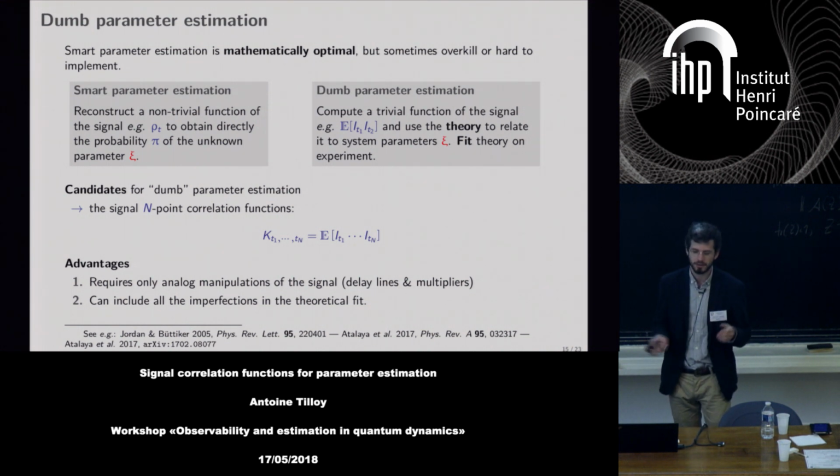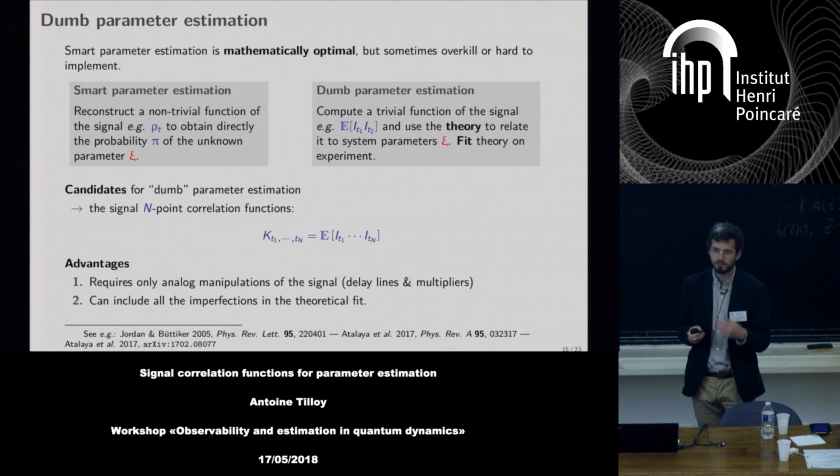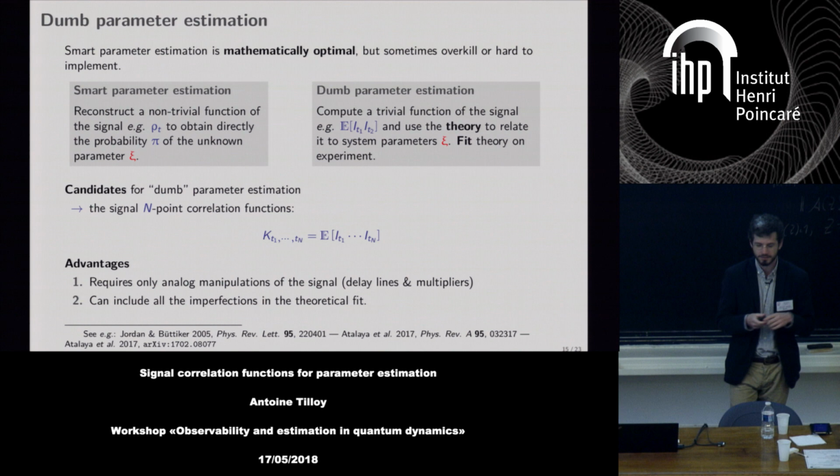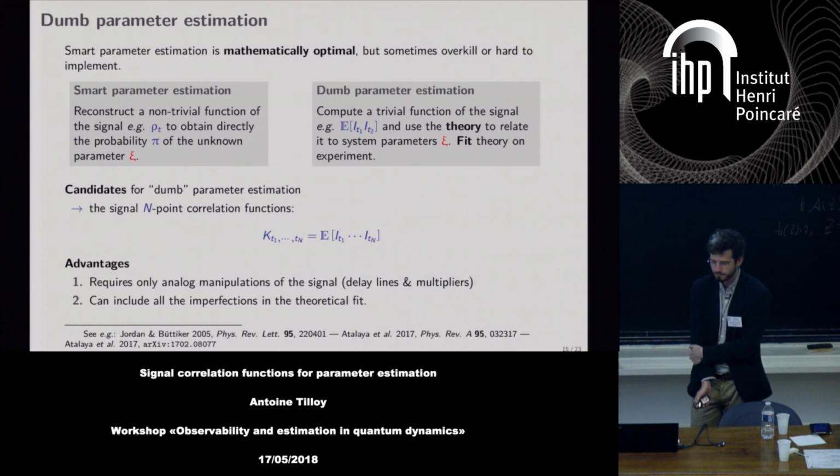Okay, you can compute the endpoint correlation functions just with delay lines and multipliers. So in principle, you can do everything analogically without ever acquiring a very refined discretized signal. And you can include all the imperfection in the theoretical fit. So you can include the fact that your signal is filtered, you can include imperfection in the measurement and so on, include them in the theoretical fit, and you don't have to deconvolute these imperfections that you have.